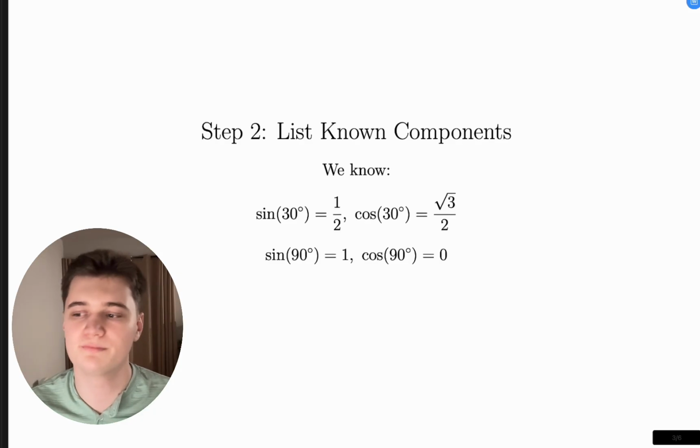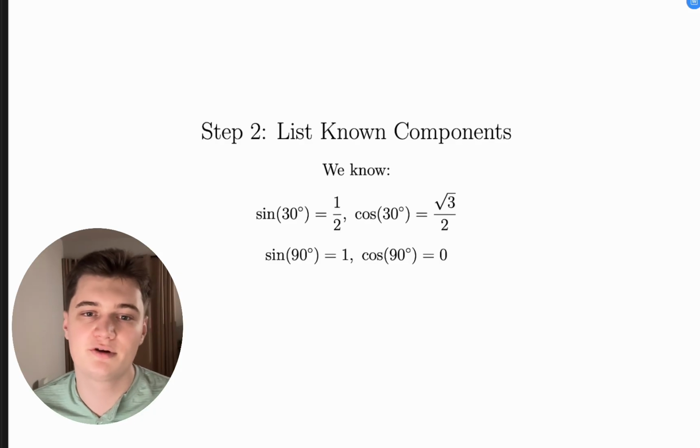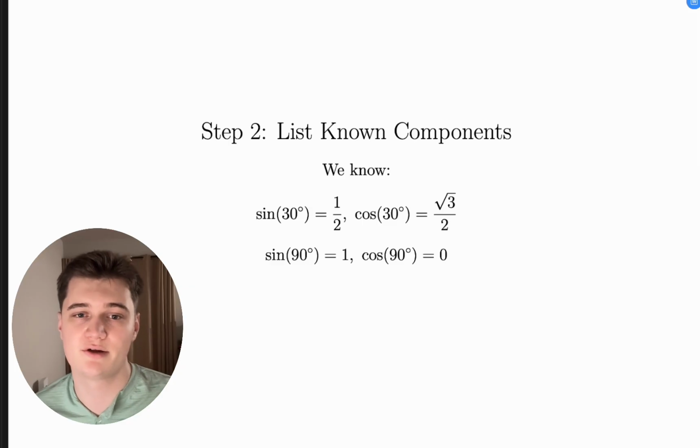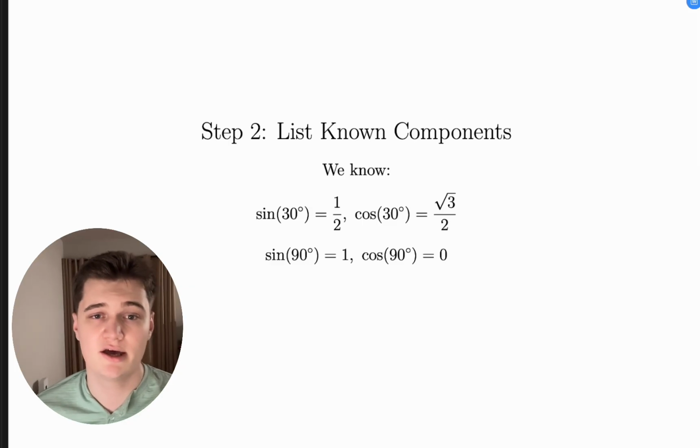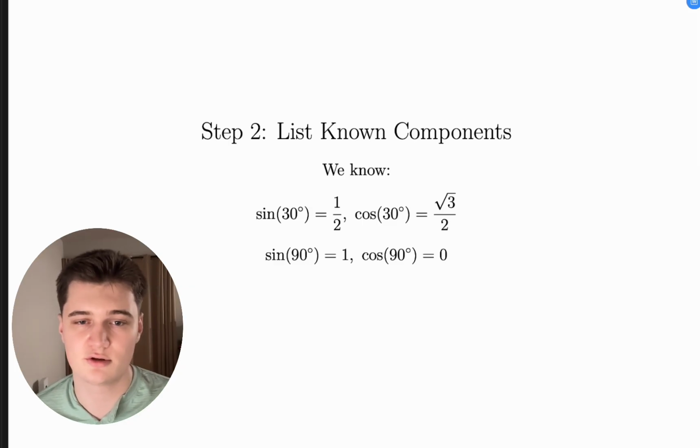We have to list the known components. So we know that sine of 30 degrees is going to be 1 over 2, sine of 90 degrees is going to be 1, cosine of 30 degrees is going to be square root 3 over 2, and cosine of 90 degrees is going to be 0, right?